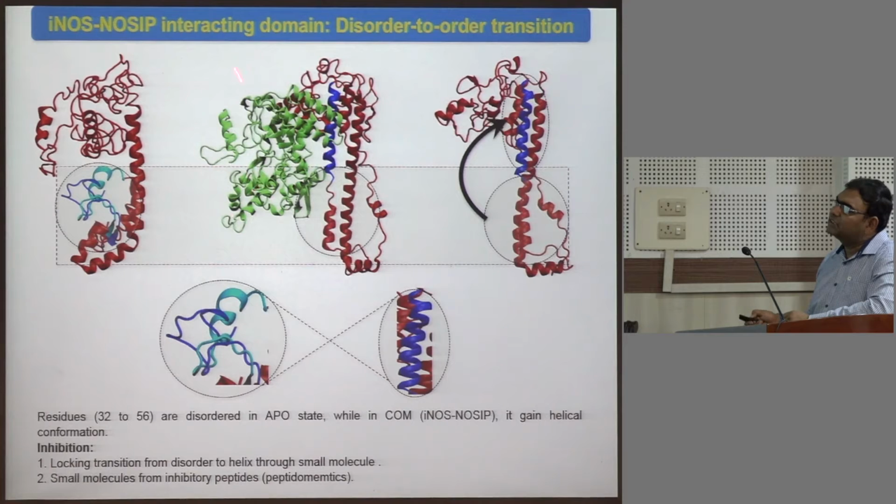From this information, what I found is a disorder-to-order transition. Disorder means no structure, ordered means structured. So this loop state goes to a secondary structure, a helix formed. If I am able somehow to block this transition, I can block the interaction between these two. So from both strategies, what are the inhibition strategies now? First, locking the transition from disorder to helix through small molecules or peptides, so that this transition cannot occur. Since the transition does not happen, INOS is not able to get the partner interacting area and it will not bind. Second is to design some peptide to kick out INOS from the NOSIP interface.